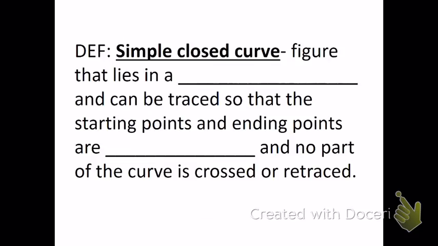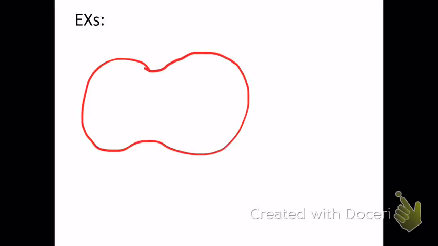Simple closed curve. A simple closed curve is a figure that lies in a plane and can be traced so that the starting point and ending point are the same, and no part of the curve is crossed or retraced. Let's look at some examples and then some things that are not examples. So an example would be something like this. That's a simple closed curve.